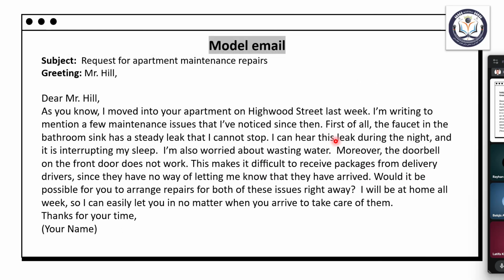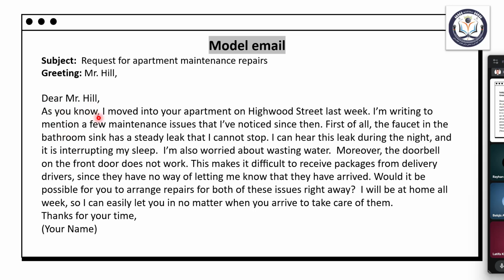Let's get into a sample response and then go to the sections. In the first part, so it is already given here, request for apartment maintenance repairs. So it's a model email response. Let's dive into the response, and then in the next slides, we'll focus on what essential sections it has. Dear Mr.